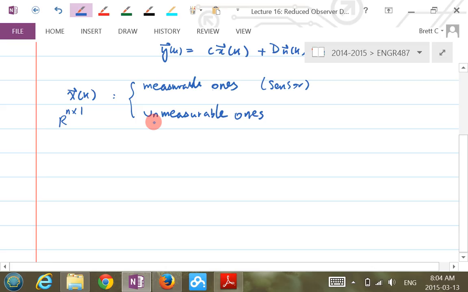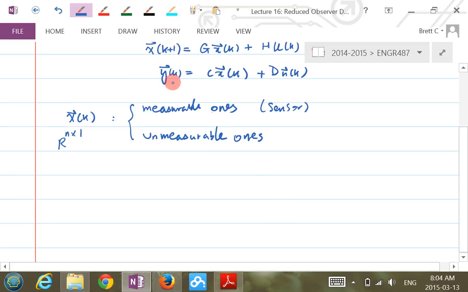Okay, so what we can do is, we look at the output. If the output is y of k equal to Cx of k, suppose that this is 0, just like this. So let's say if you have m number of sensors, you can measure a total of m out of these here, okay? So then this is going to be n minus m for these unmeasurable ones here, okay?